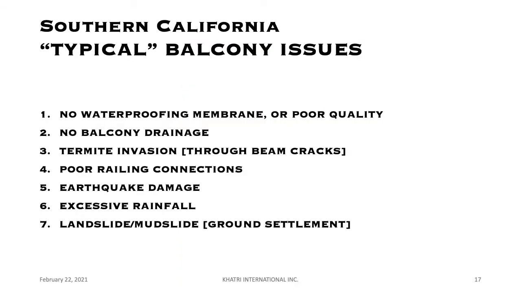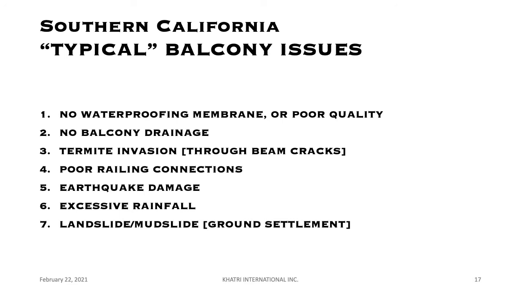So what are the typical balcony issues? Well, in Southern California, the lack of waterproofing or poor quality waterproofing is definitely number one. Poor drainage, where the water's not being drained off the balcony, is a major factor. We see that a lot. Termite invasion is a big problem in Southern California. Poor railing connections are very common. And then there's always earthquake damage. Even with moderate earthquakes, even a 3.8 or 4.0, it'll cause damage to these balconies.